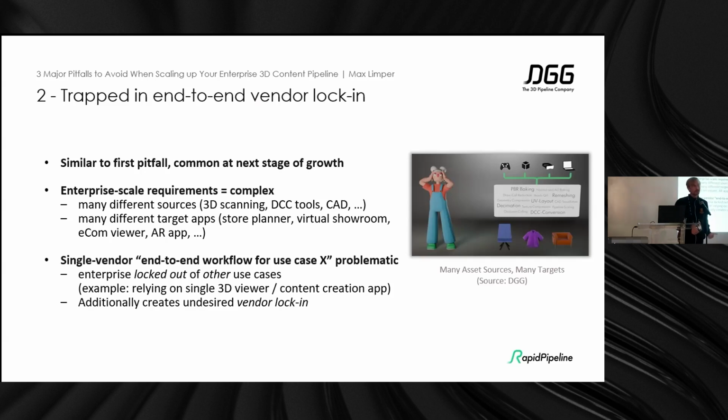But you start with one. So when you start with that one, the easiest thing to do is to say, okay, we have this one vendor that can do this workflow perfectly fine, let's say from a 3D scan to this specific 3D viewer. Let's hire them for all of our 3D problems. And that might be a bit short-sighted, because you're locking yourself not only out of other use cases, but also in with that particular vendor. So that's something really important to keep in mind.